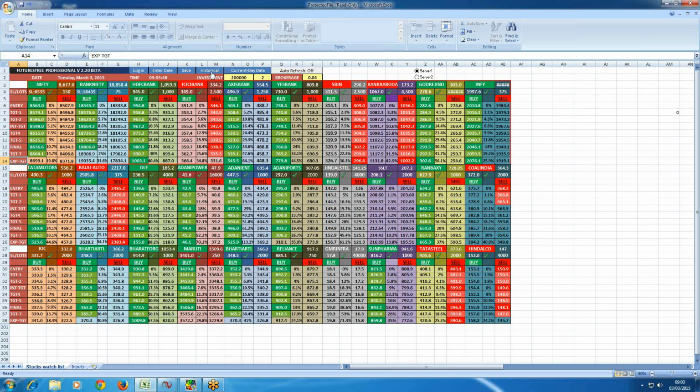And you'll have to click the historical data first. So your data will be loaded, and then you'll be pressing this current day data button at 9:15. So once the market opens, it will give you the data feed, and then it will give you the entry prices for both the buy and the sell side for each and every script.